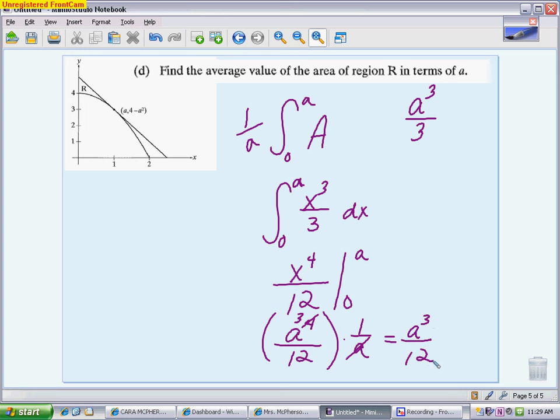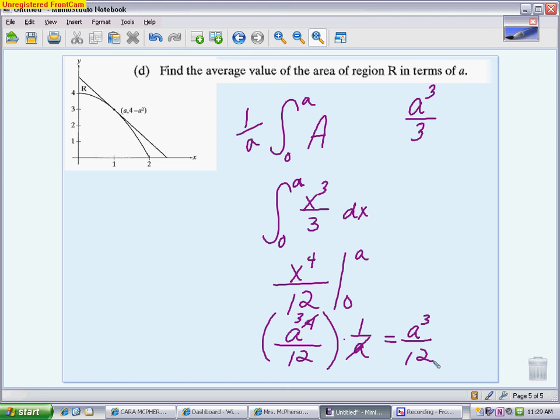It seems like it's easy. When I first started this problem, I just took what I did in C and divided it by a. But what you have to keep in mind is that's the average value of the function. When you want the average value of the area, you actually have to integrate the area. So anytime it's asking for the average value of something, you are going to integrate that particular component, that particular equation, and then divide by the width of the interval that we're working with. So that is how you get D.